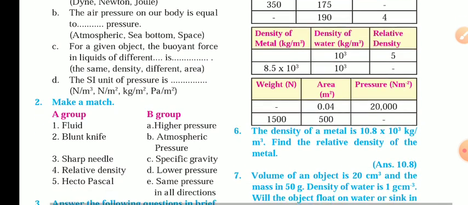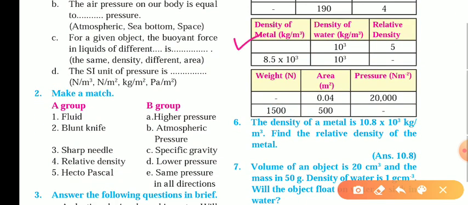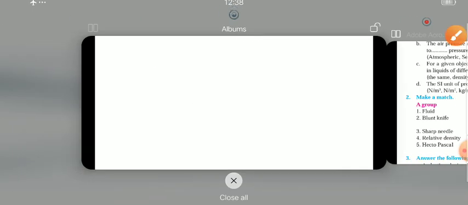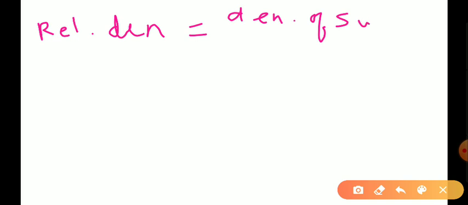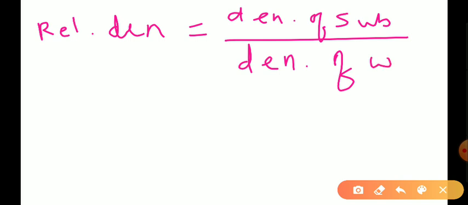In the next part, they have asked about the density of metal, density of water they have given, and the relative density they have given. We know the formula about the relative density. When we talk about the relative density, it is equal to what? Density of substance upon density of water. I'm writing in short, you can write in full in your notebooks.